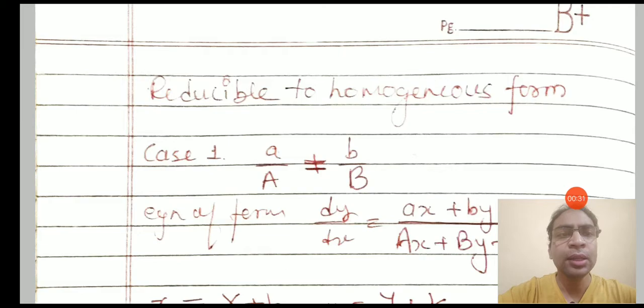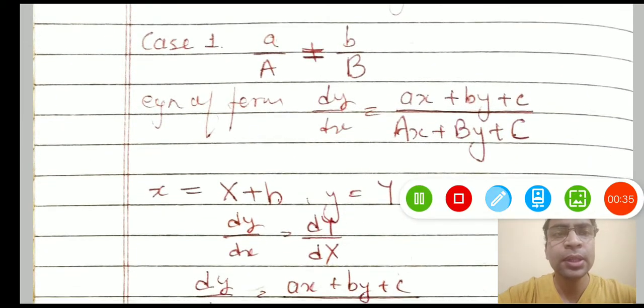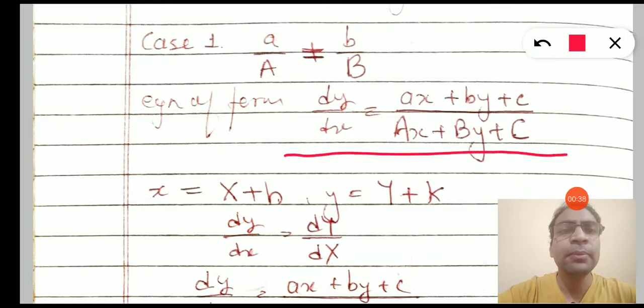So let's see the equation of the form dy by dx is equal to (ax plus by plus c) divided by (capital Ax plus capital By plus capital C). So these are the different constants. Any equation in this form can be reduced to homogeneous form depending upon two different cases. In today's lecture, we will talk about case 1, and in the upcoming lecture we will talk about case number 2.